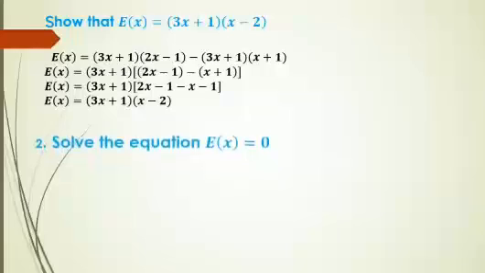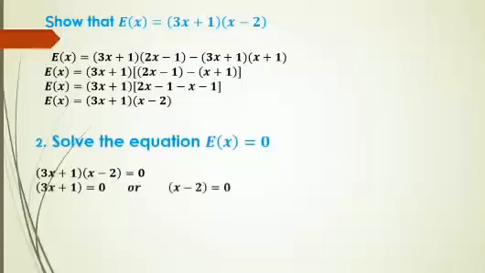Then he asked to solve the equation e of x equals 0. So we take the factorized form of e of x. 3x plus 1 into x minus 2 equals 0. Take each factor equal to 0 to solve this equation. 3x plus 1 equal to 0 or x minus 2 is equal to 0. Solving each one, we get x equal minus 1 over 3 or x equals 2.